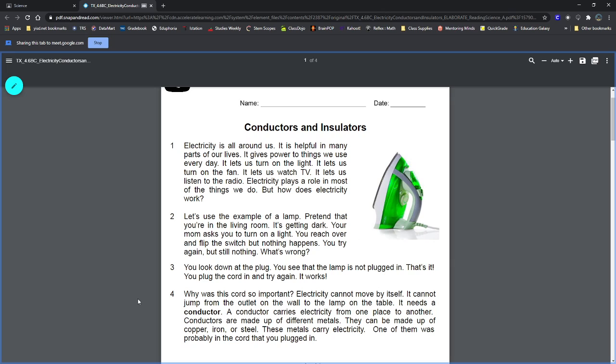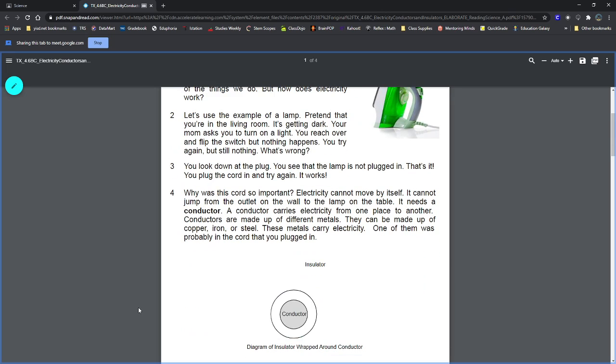It works. Well, this is our fourth paragraph. And remember, one of our questions was asking about the fourth paragraph. So we want to pay special attention to this one.